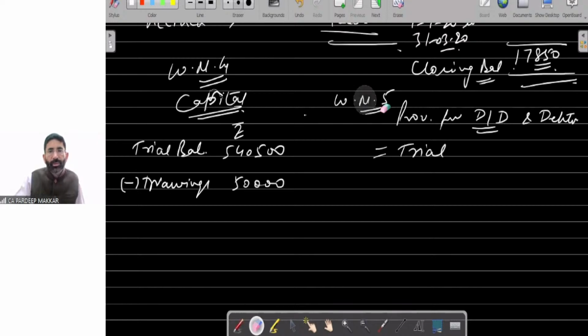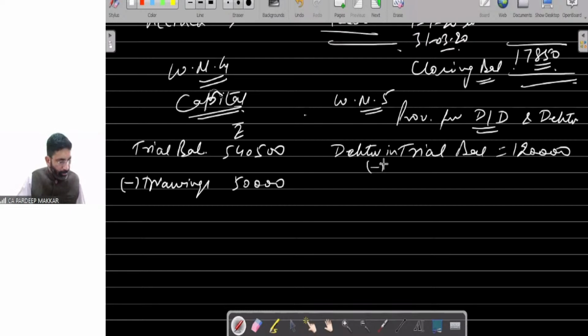Debtors in trial balance. That is rupees 1,20,000. Very good. Minus we have to do 15th on for what? For goods sent on approval basis, according to my opinion, adjustment number 1 minus sent on approval basis. That is to be deducted.